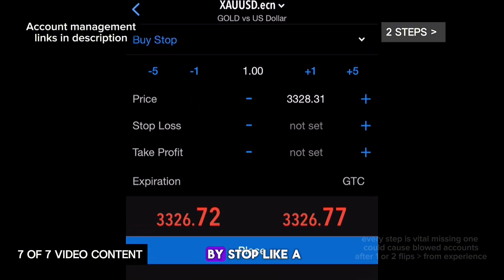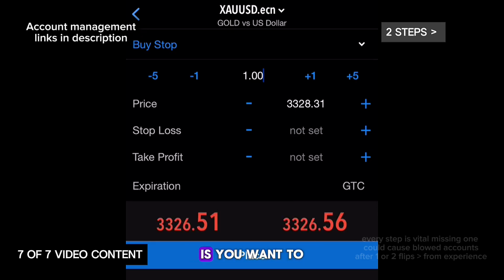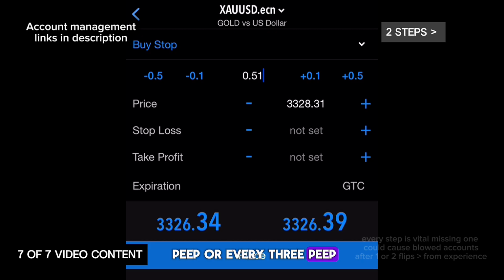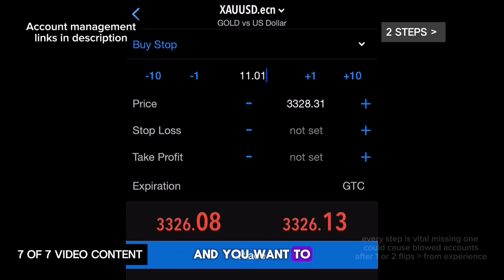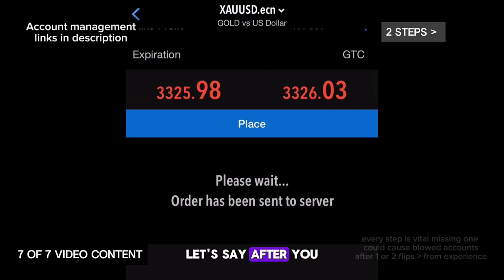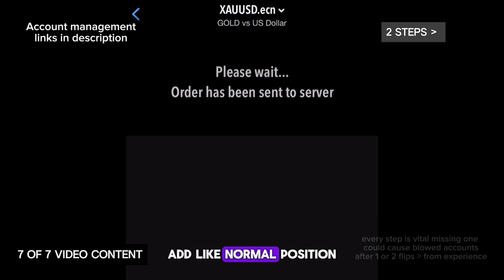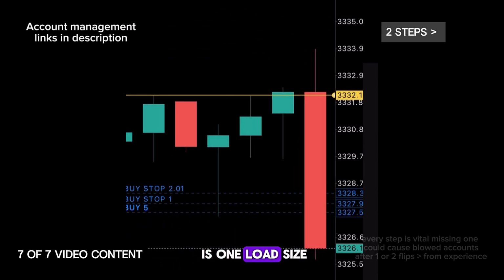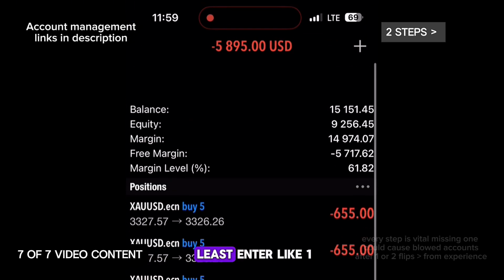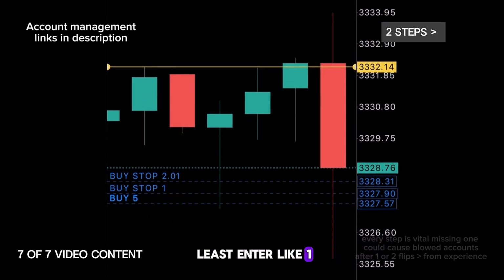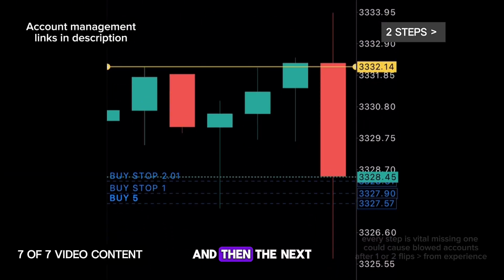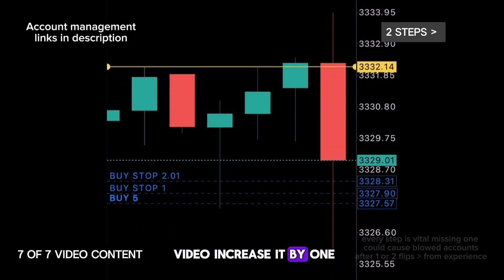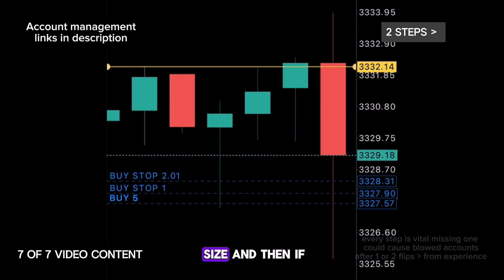So how you spam buy stop like a profitable trader is you want to spam it every 5 pip or every 3 pip, and you want to be increasing lot size. Let's say after you have already had a normal position, if the normal position you can open is 1 lot size, you want to at least enter 1 lot size, and then in the next trade you increase it by 1 again, so that's 2 lot size.